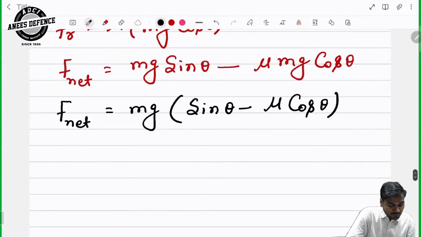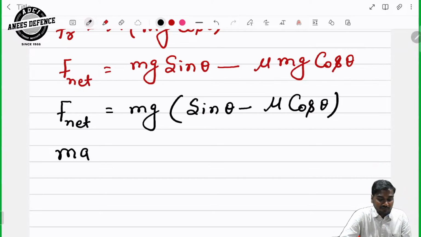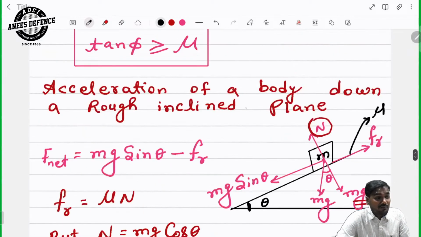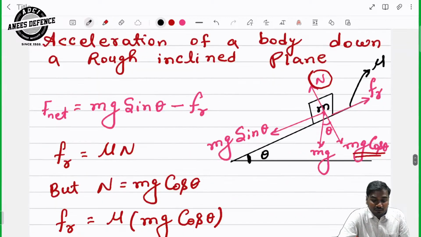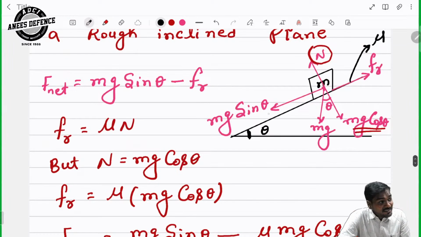F is equal to M into A. You have to calculate the acceleration of the body when it just starts to slide. What happens if mg sin theta is equal to the friction force? The object will not slide. So for sliding, mg sin theta should be greater than the friction force.